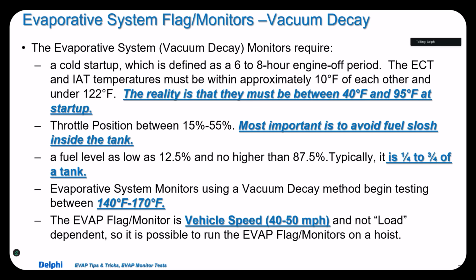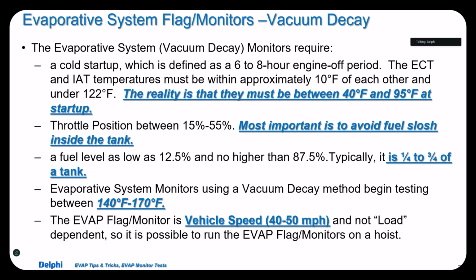Fuel level. I've seen as low as 12.5. I've seen as high as 87.5. Typically, if we use an industry standard, people say quarter to 3/4. That's what I would tell you is a very common average. So the criteria I'm giving you, you don't really need to go look up. This is what I'm saying to you. You set up these conditions I'm showing you, most EVAP systems will run.